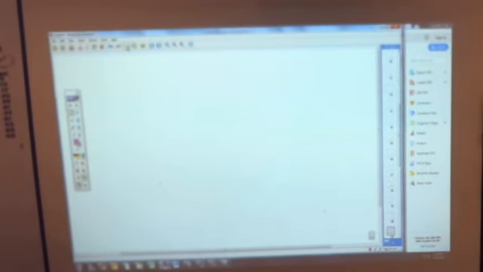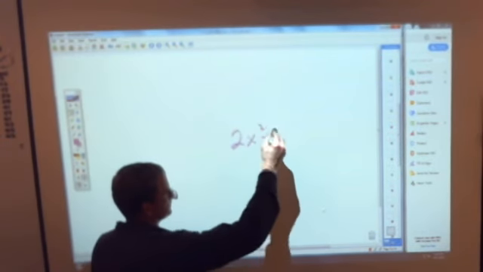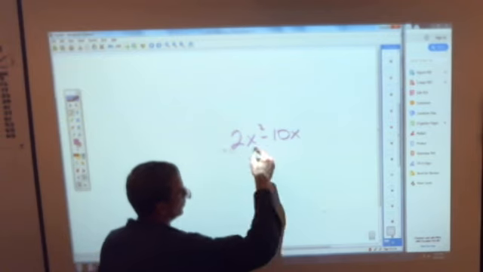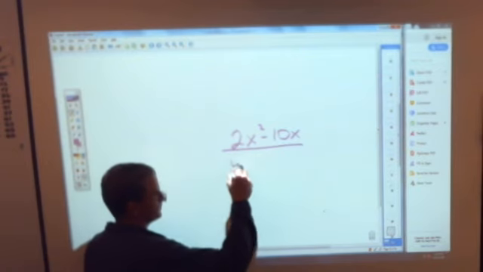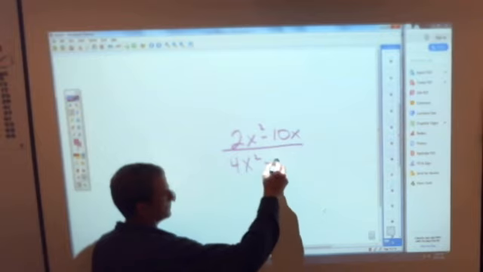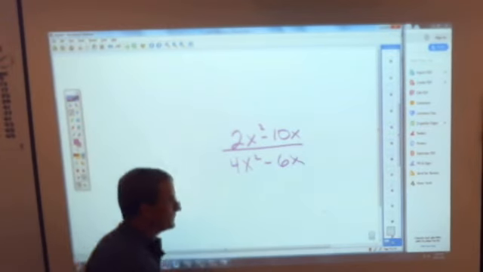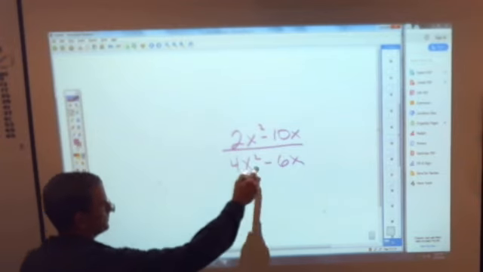All right, write this up and let's see if we can make heads or tails of this. What if it was 2x squared minus, wait, let me make sure this is the right one. How about this? 2x squared minus 10x over 4x squared plus 6x. Did I say plus 6x? Did I say minus 6x or plus 6x? You said plus. I did say plus 6x.